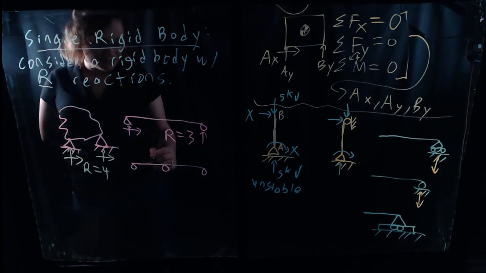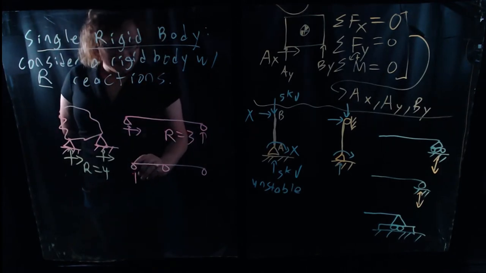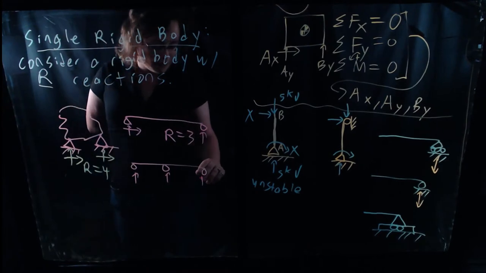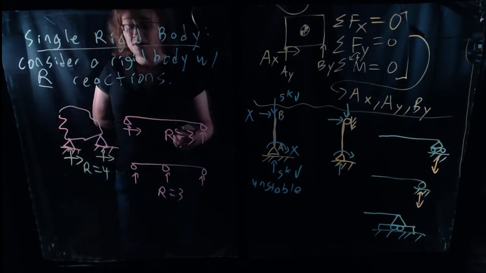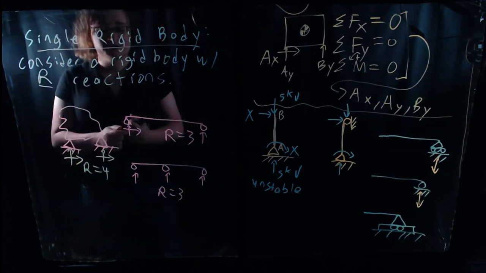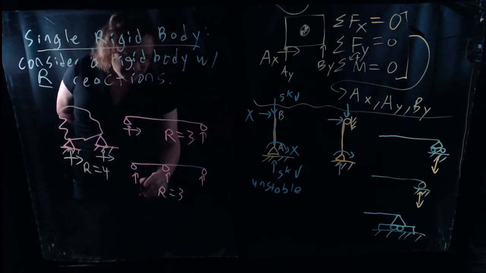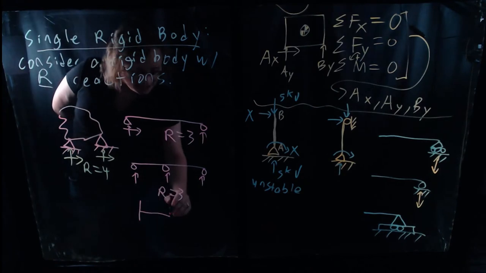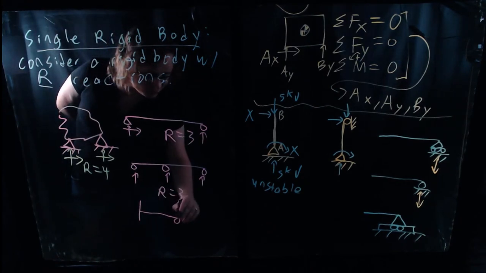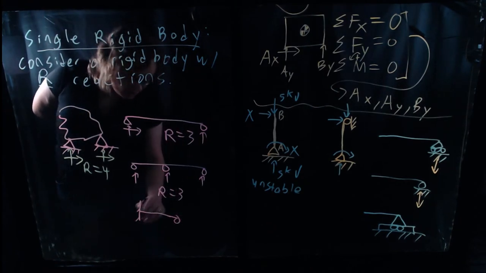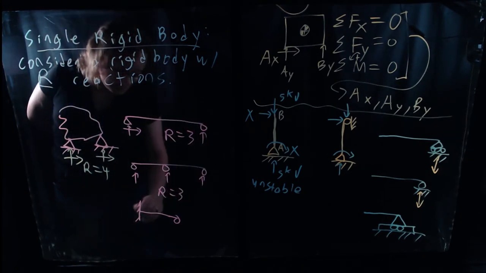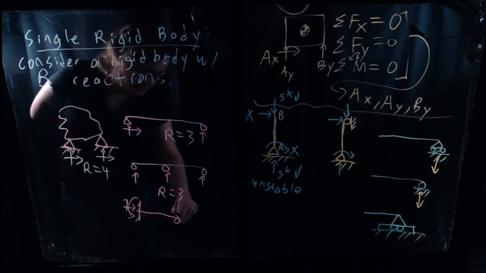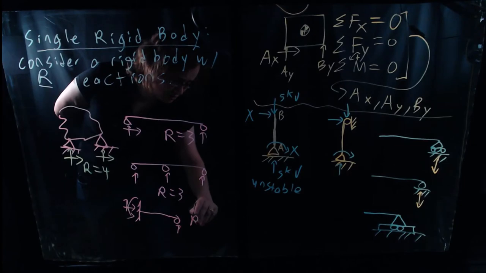Then I could have a beam that was, say, three rollers, and in that case, I would have three as well. So we need to define the number of reactions. We need to be clear what we're talking about when we say R. And let's say we had a roller and a cantilever, a fixed support on one side and a roller on the other. If we had this, we would have 1, 2, 3, 4. So here R would be equal to 4.